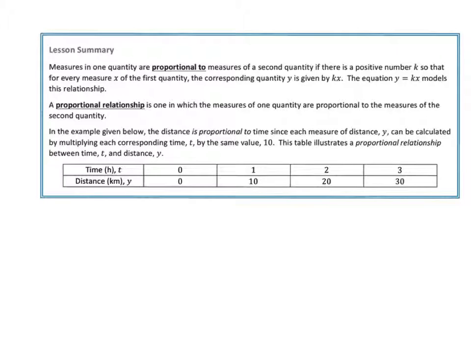All right, so the lesson summary, this is kind of like your cheat sheet. What we hopefully learned is that the measures in one quantity are proportional to the measures of a second quantity if there is a positive number k. K stands for constant, even though constant starts with C. So if there is some number k such that for every x, the corresponding y is given by multiplying that constant by x, it reproduces this equation, then it's proportional.